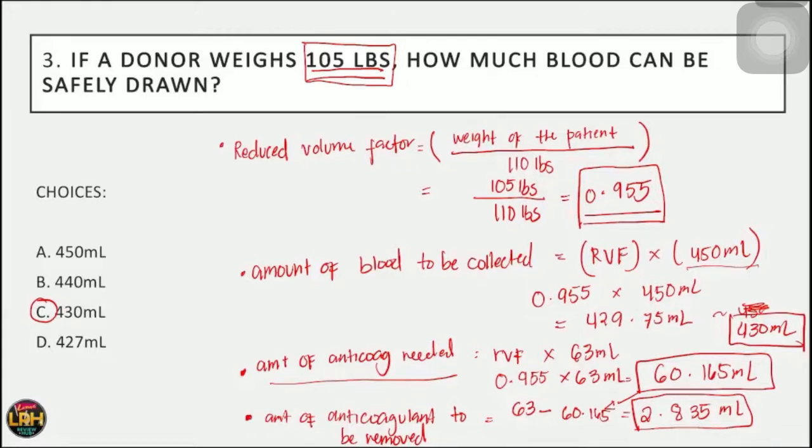So for number 3, the amount of blood to be collected in a 105-pound donor should be 430 ml. And the amount of anticoagulant needed in this case is 60.165 ml. Therefore, the amount of anticoagulant to be removed is 63 ml worth of anticoagulant minus 60.165, which is 2.835 ml.